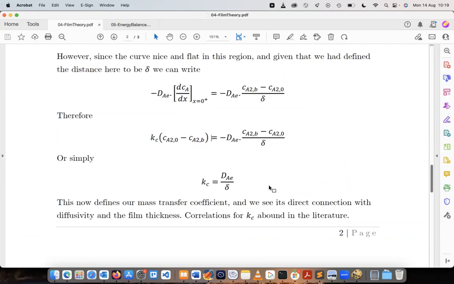And perhaps as an exercise, look at the boundary conditions we developed today and see how to use film theory to simplify them. Any questions or comments there?